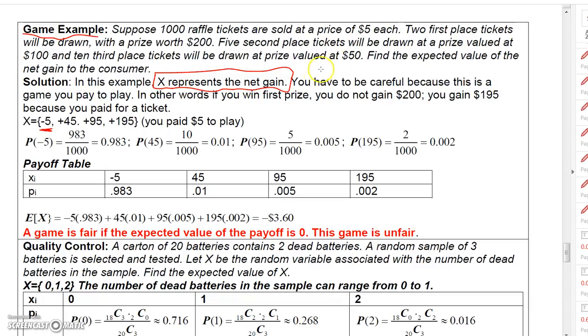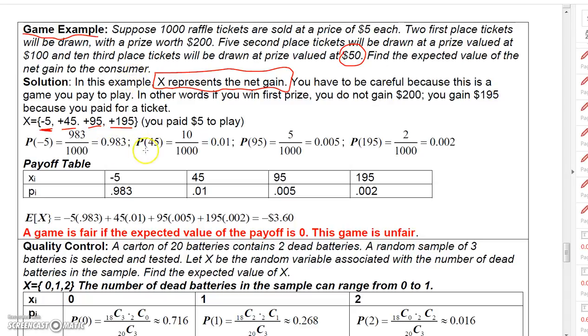You actually lose $5. So your net gain would be -5. If you win the third place prize, you don't actually gain. Your net gain is not $50. Your net gain is $50 less the $5 you paid for the ticket. So your net gain is $45. And then if you win the $100 prize, similarly your net gain would be $95, and if you win the $200 prize, your net gain would be $195.